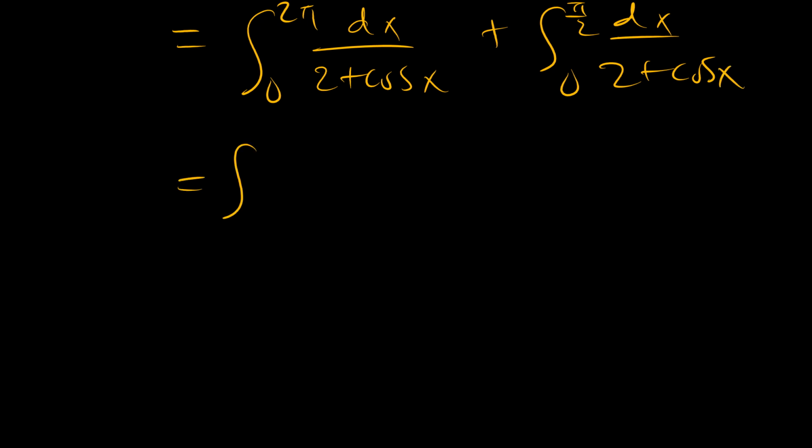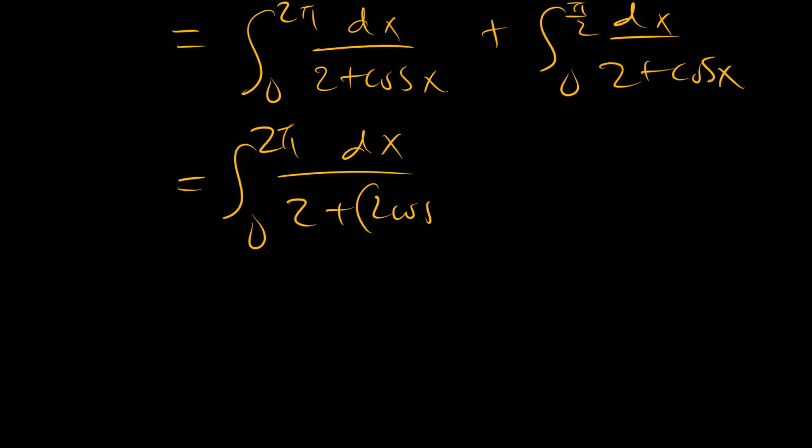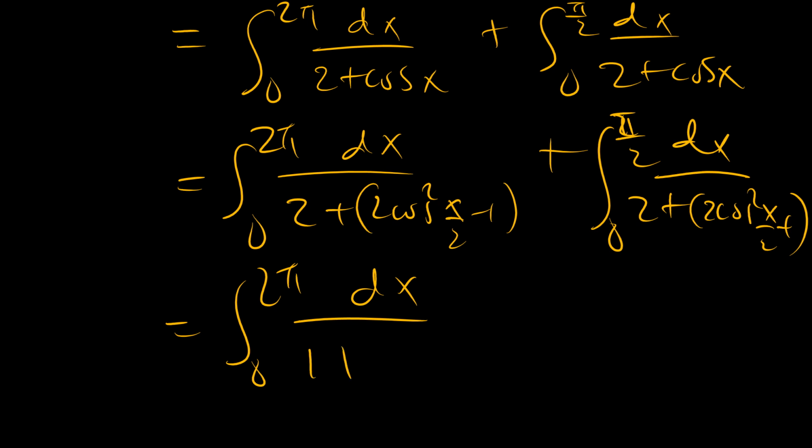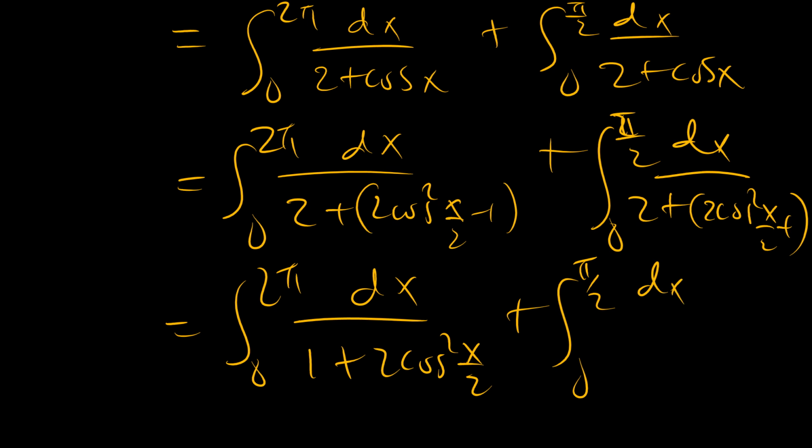And we can now express this using a half angle formula, because cosine x is the same as 2 cosine squared x over 2 minus 1. So we get 1 over 2 plus 2 cosine squared x over 2 minus 1, which is equal to the integral from 0 to 2 pi of 1 over 1 plus 2 cosine squared x over 2, plus the integral from 0 to pi over 2 of 1 over 1 plus 2 cosine squared x over 2.